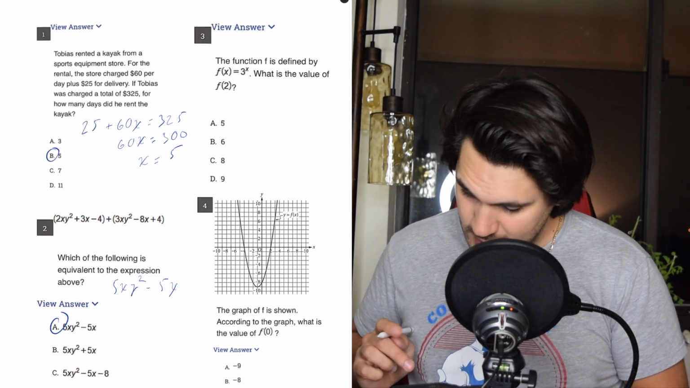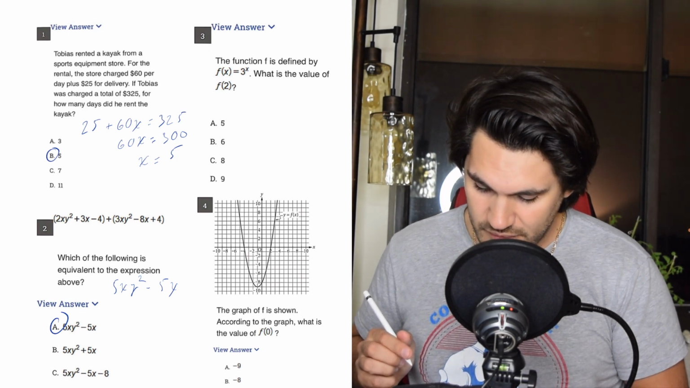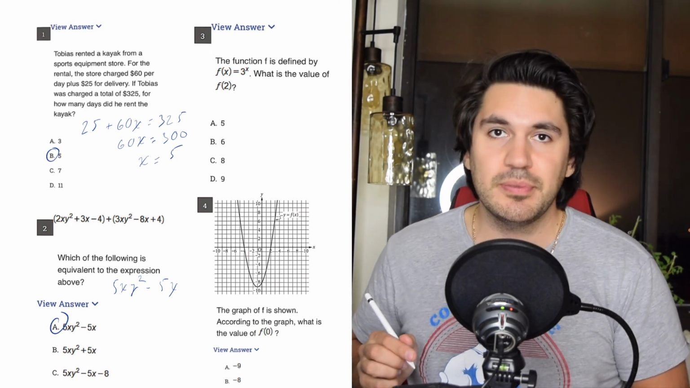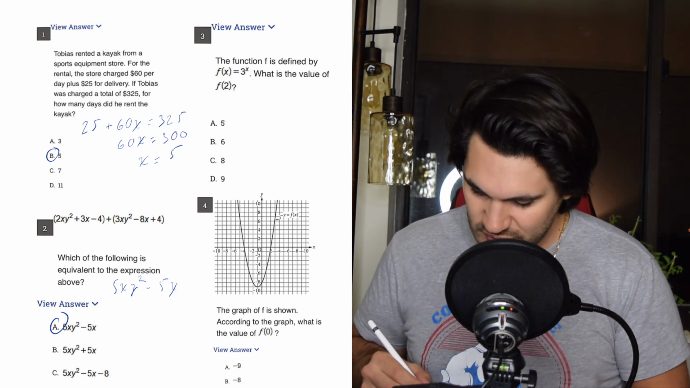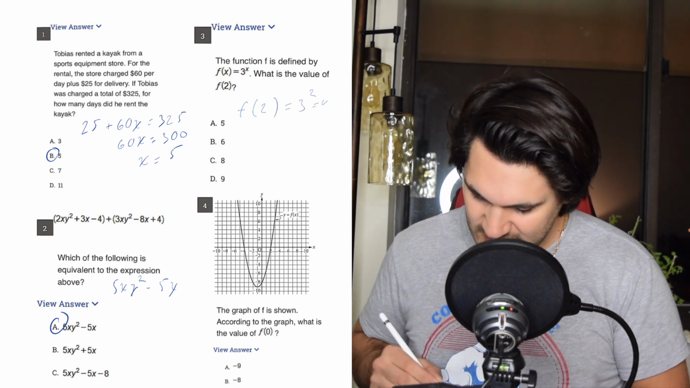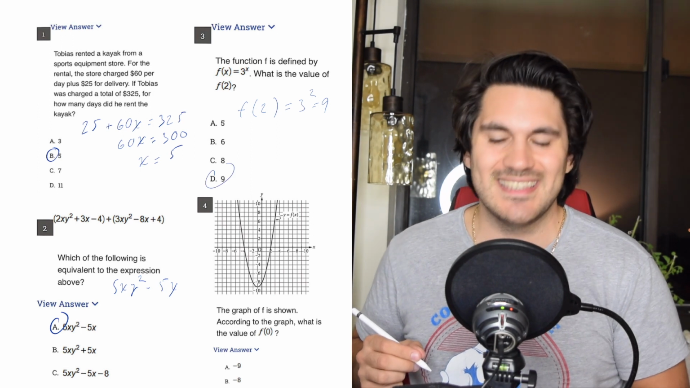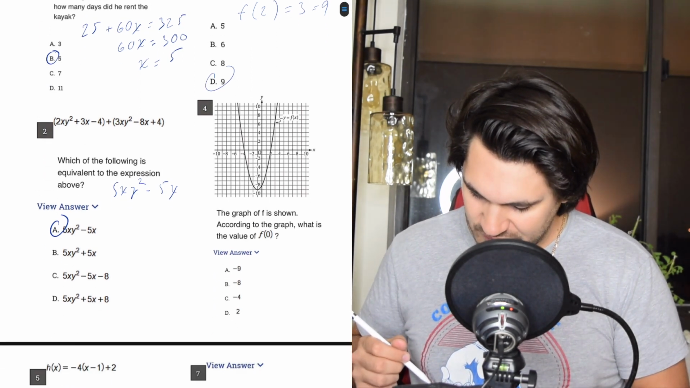Number 3. The function f is defined by f of x equals 3 to the x power. What is the value of f of 2? Simply plug 2 into the equation and that'll be your answer. So f of 2 is just going to be 3 squared, which equals 9, which is answer choice D.